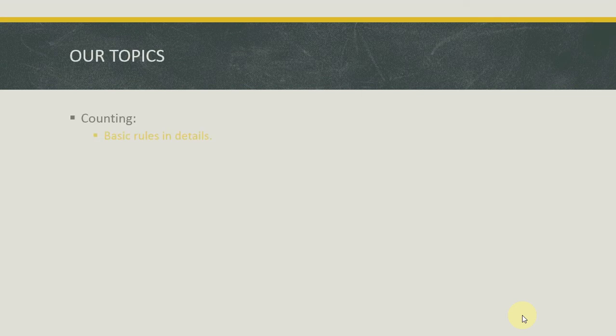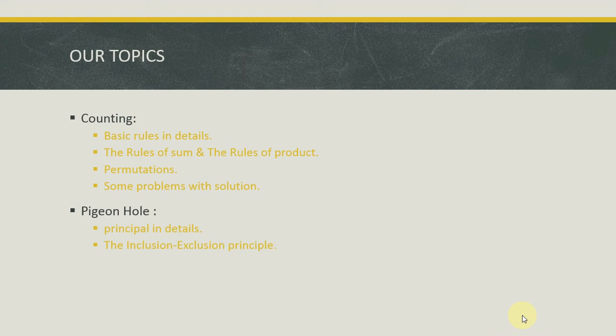Our topic is going to cover the basic rules of counting in detail, the rule of sum and the rule of product, which is also known as the combination rule of counting, and the permutations from counting. At last we will discuss some problems with solutions, and then in part 2 we are going to discuss the pigeonhole principle in detail, the inclusion-exclusion principle, and at last we will give some problems with solutions. Let's get started with the basic rules of counting in detail.